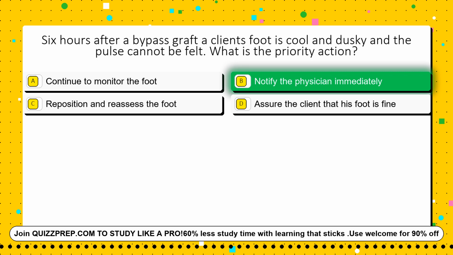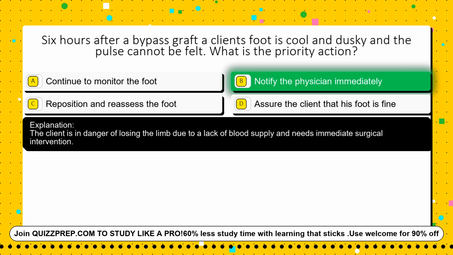The correct answer is option B, notify the physician immediately. The client is in danger of losing the limb due to a lack of blood supply and needs immediate surgical intervention.